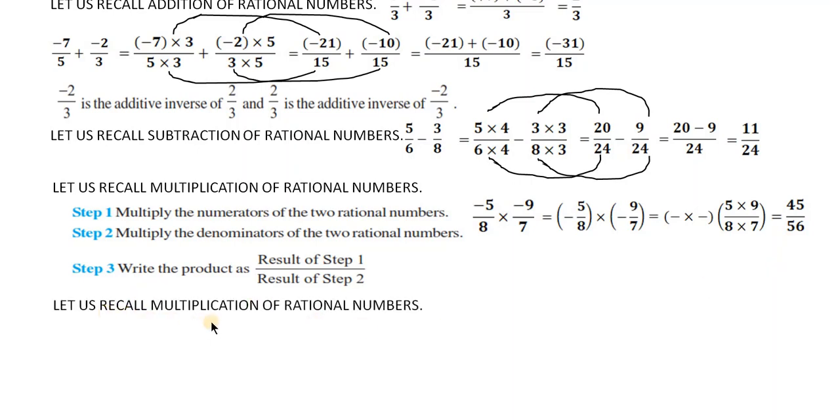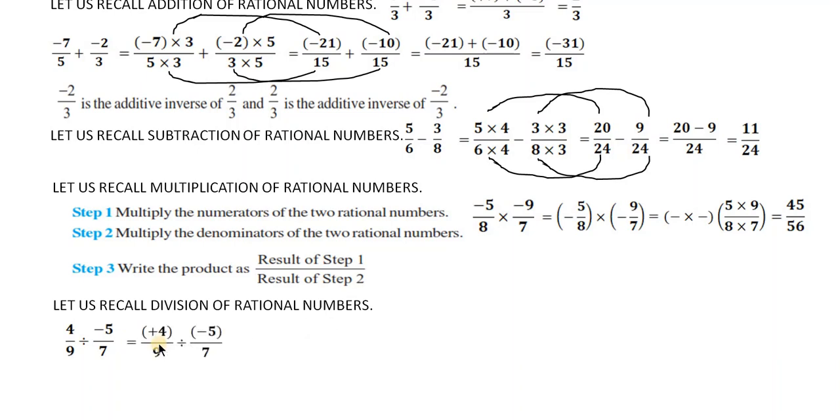So now let us recall multiplication of rational numbers. Sorry, it is division. So let us recall division of rational numbers. I have corrected it. That was a minor mistake, a typing mistake, a copying mistake actually. So we are taking two rational numbers: 4 by 9 divided by negative 5 by 7. This is what we are going to do as an example.